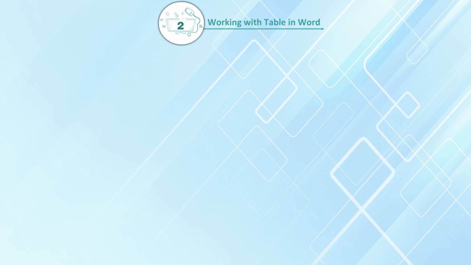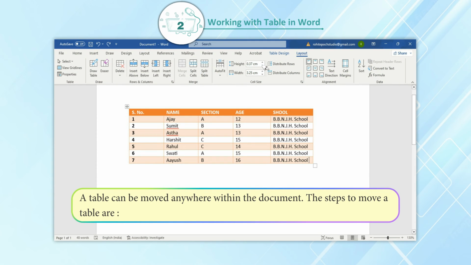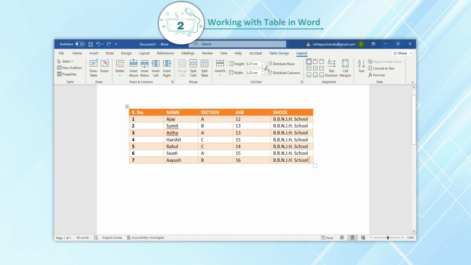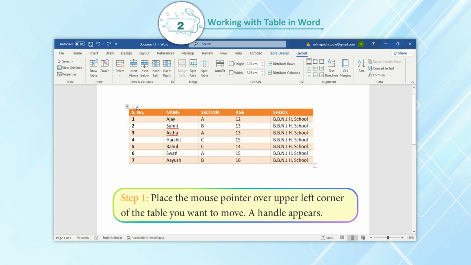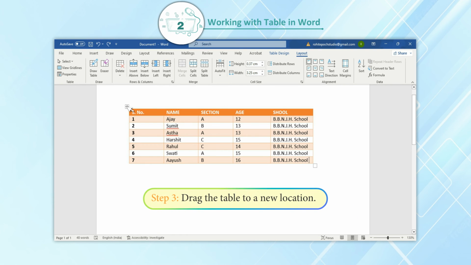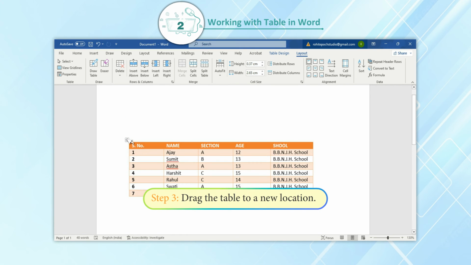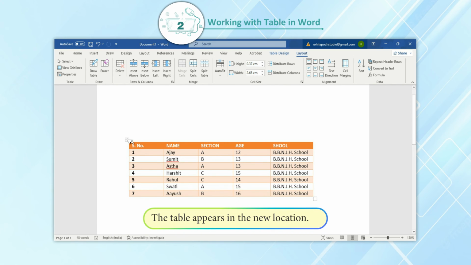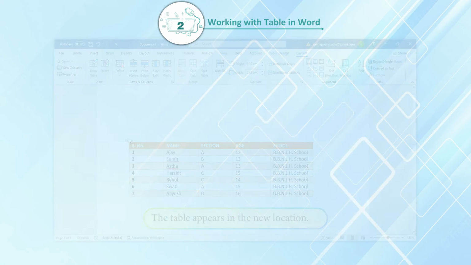Moving a table. A table can be moved anywhere within the document. The steps to move a table are: Step 1. Place the mouse pointer over upper left corner of the table you want to move. A handle appears. Step 2. Place the mouse over the handle. The mouse pointer will change to a four-headed arrow. Step 3. Drag the table to a new location. The table appears in the new location.